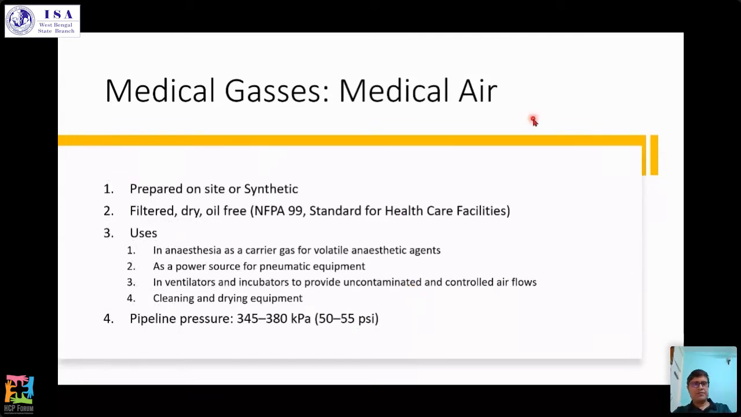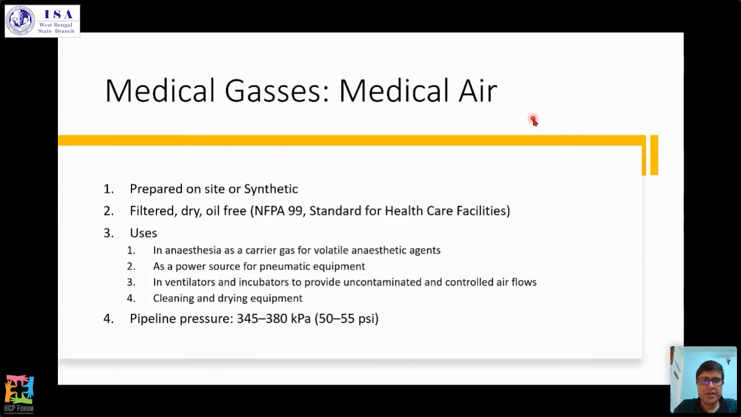So medical air, it can be prepared or it can be synthetic. Now, synthetic air: we cannot survive without air, and we're talking about purity. There would be places where air would be so polluted that the usual filtration systems present at site cannot produce an air which is pure. So synthetic air production is very simple. We have cylinders of nitrogen and oxygen. We mix them, 21% oxygen, rest nitrogen. What we have is synthetic air.